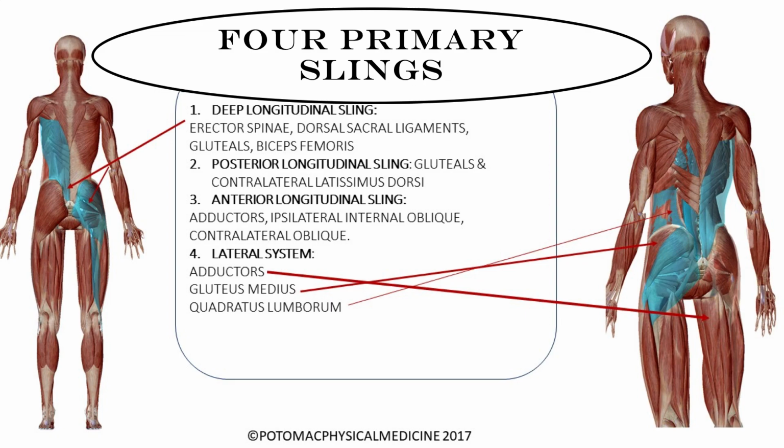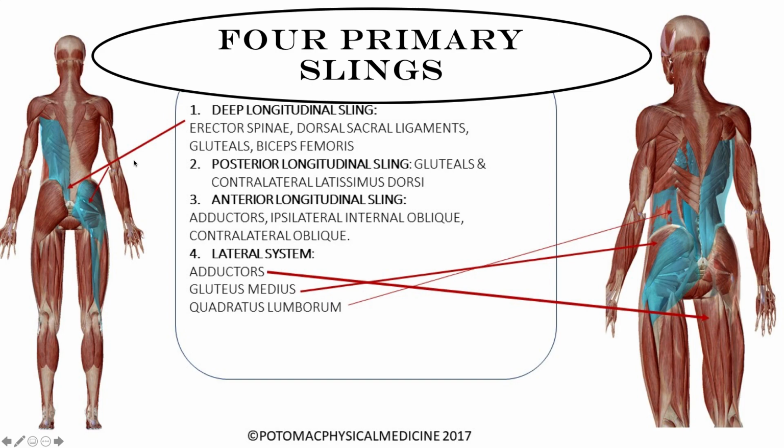Now, speaking more specifically to the slings here, I guess this is becoming like a buzzword, but when we're talking about the slings, there are really 4 primary slings. The deep longitudinal, so that's looking at the erectors down here, all the way down to the biceps femoris, and all the way up into the lat here.